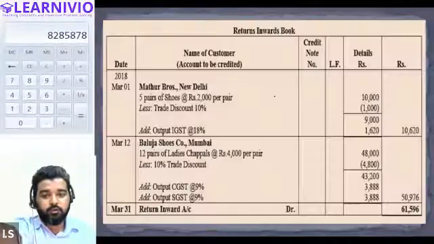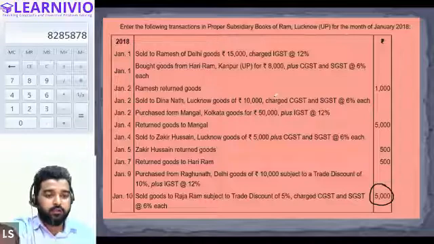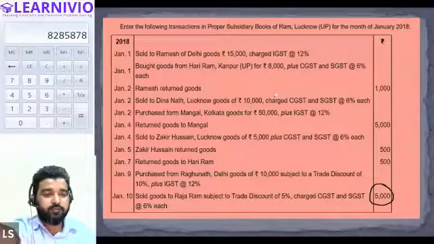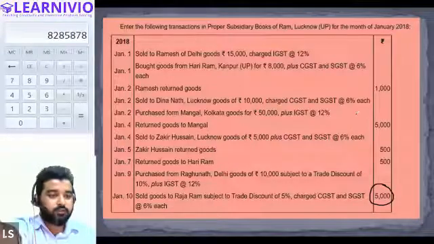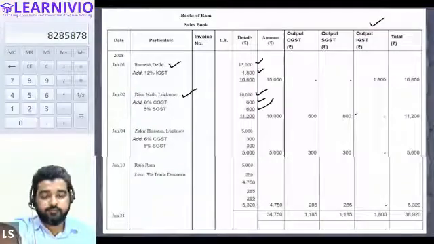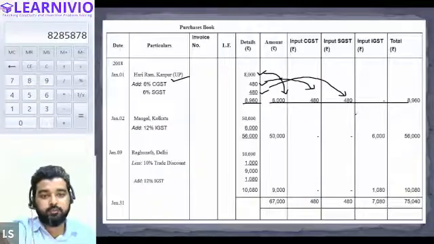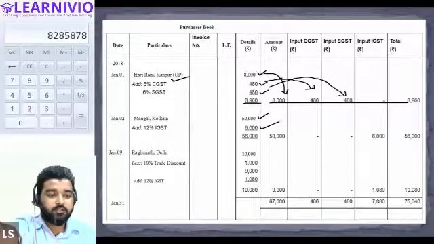Now, on the 2nd of January, purchase from Mangal, Kolkata, goods for rupees 50,000 plus IGST 12%. We are purchasing 50,000 of goods, and this will be recorded in the purchase book, paying 12% IGST, and this is the final value.